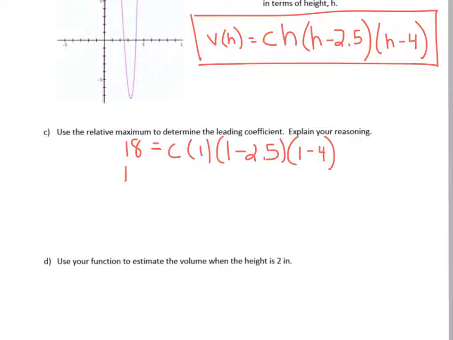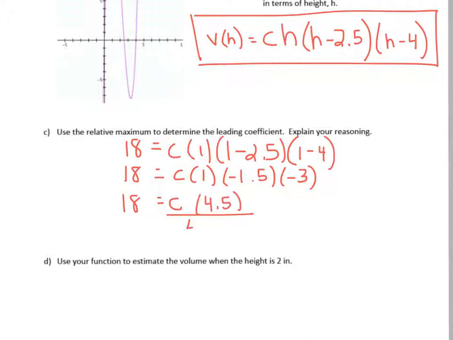All right, so I'm going to bring down the 18. We have c times 1. 1 minus 2.5 would be negative 1.5. And then 1 minus 4 would be negative 3. So we'll bring down the 18. We'll bring down the equals c. And if we multiply 1 times negative 1.5 times negative 3, that'll give us positive 4.5. Okay, and let's just divide by 4.5 to get c by itself. And when we do, we wind up with c equals 4.